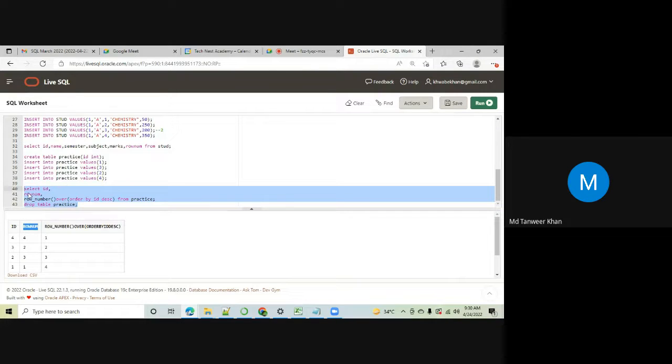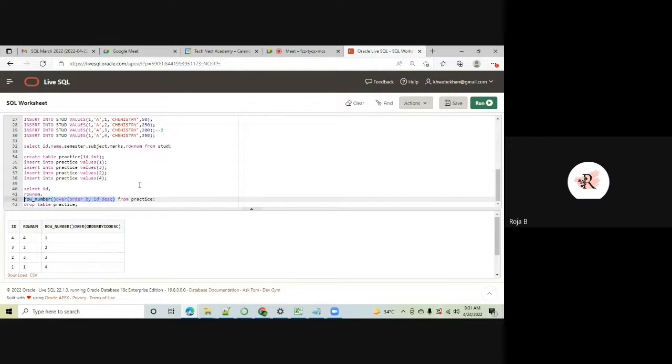You will never use this rownum. But this row number is very important. You should know this concept. This is used very frequently. Hope this is clear. Any question? Yes, clear for me. Any question, others? That's clear.